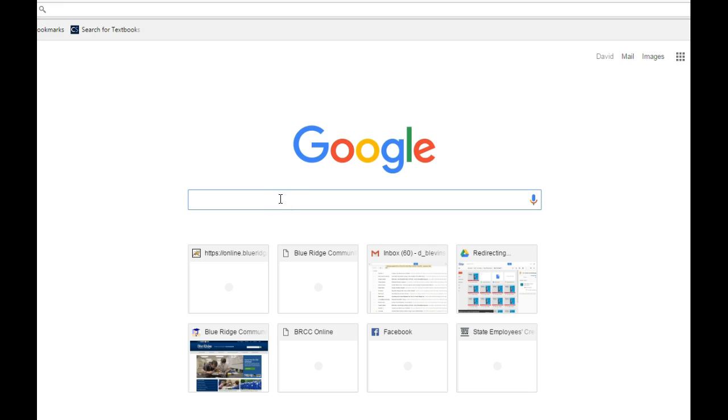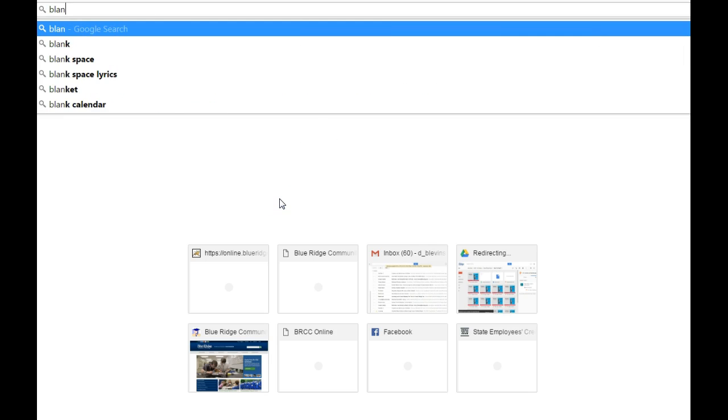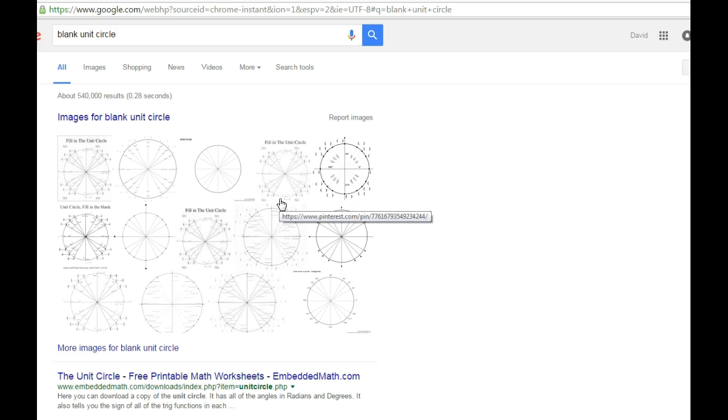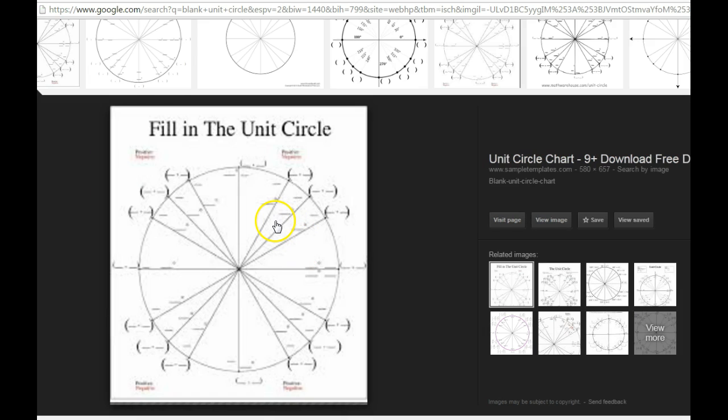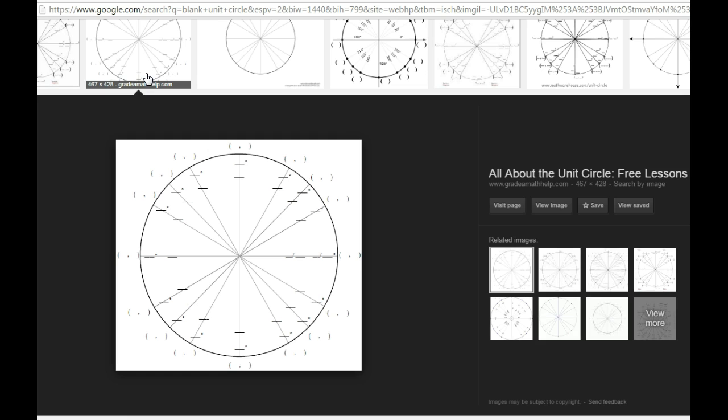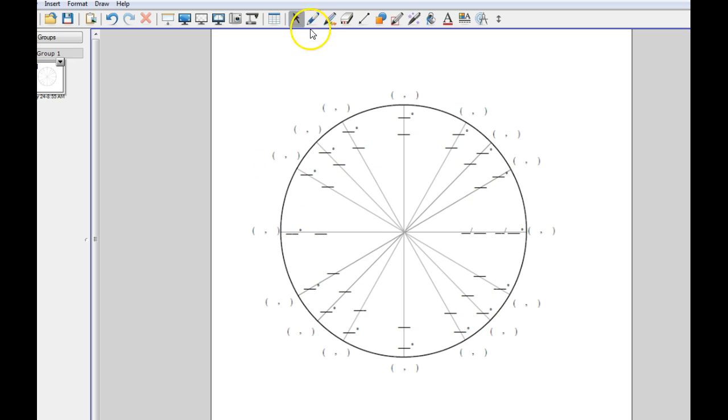All right, here's some good practice for you. Do a Google search for blank unit circle. All right, and just click on any of those that have the blanks on there. Let me do this one right here. I think that's going to look better. Print that out so you can write in here.